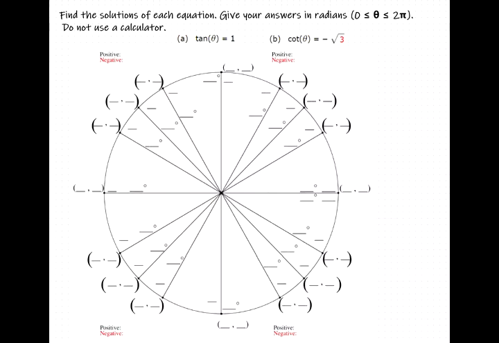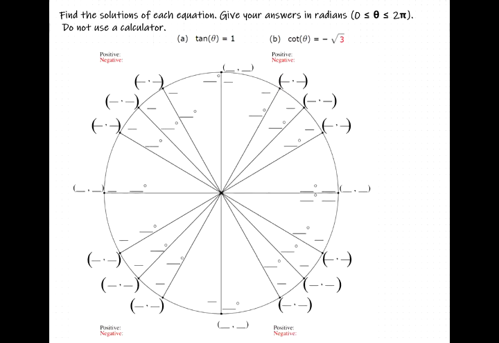Here we want to find the solutions of each equation. Now we have two equations to solve here, and we want to give our answer in radians. So we want to solve for theta. When is the tangent of theta equal to 1? And when is the cotangent of theta equal to negative square root of 3?